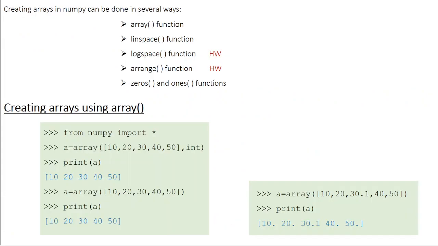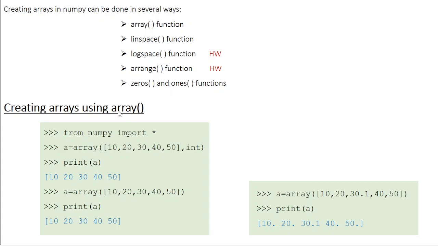Now you can create arrays using NumPy in several ways. So you can use an array function like the one we discussed before. There is also a linspace function, then logspace function, arange function, zeros and ones functions. So in this class we are going to discuss array, linspace, zeros and ones, and logspace and arange you can do as a reading assignment on your own.